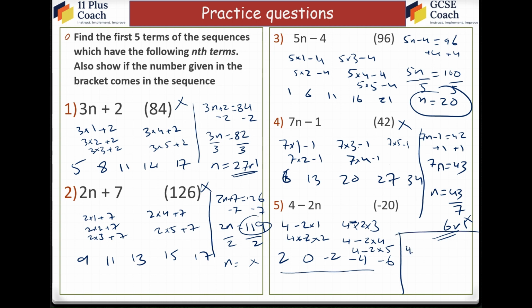Let's check. 4 minus 2n equals minus 20. I take away 4 from both sides, end up with minus 2n equals minus 24. I divide both sides by minus 2, end up with n equals minus 24 divided by minus 2, which is positive 12. That means this number is in the sequence. It's the 12th term in the sequence. Yes, it is in the sequence.